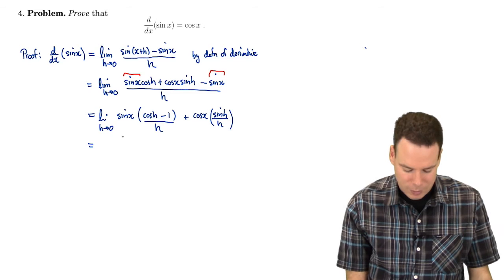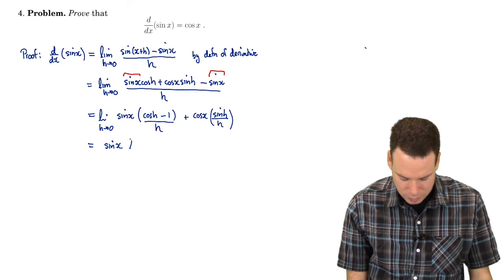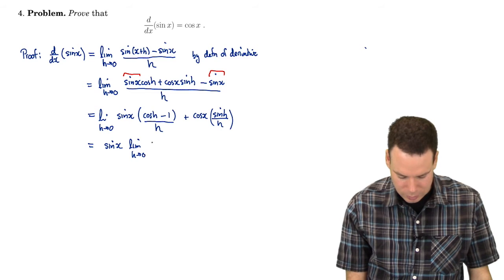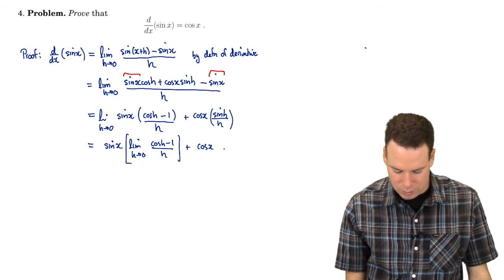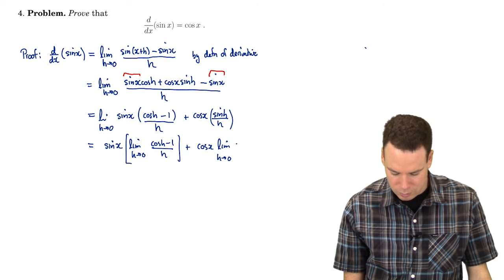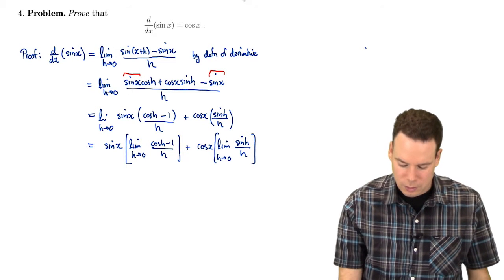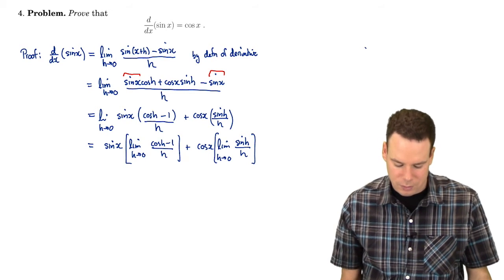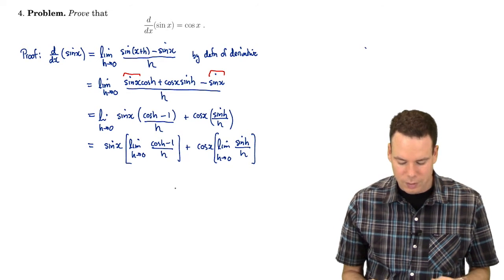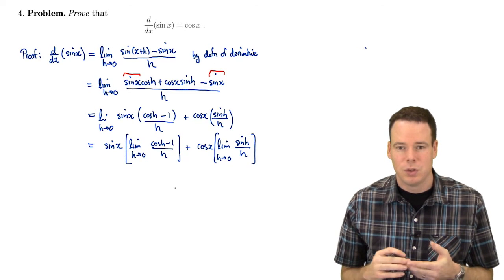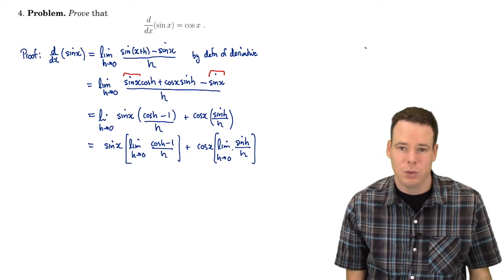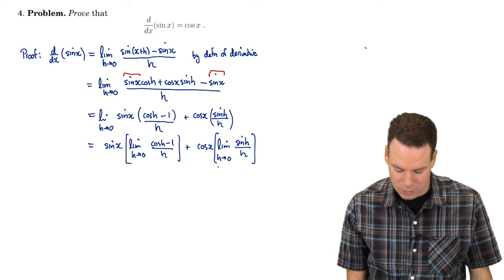So now I've split everything up. I can take everything involving the x and throw it out front of the limit. So I've got the limit as h goes to 0 of cosine of h minus 1 over h. And then I've got that other piece, which involves the cosine of x, and the limit as h goes to 0 of sine of h over h. Okay, now we've made it somewhere. What we're looking at here is we've reduced the entire problem of computing the derivative of sine of x to the question of what is the value of these two limits.